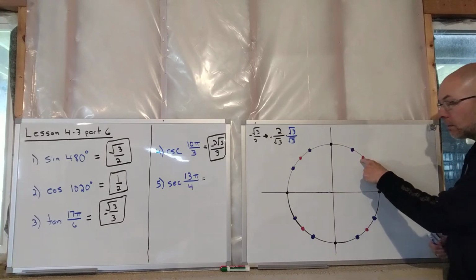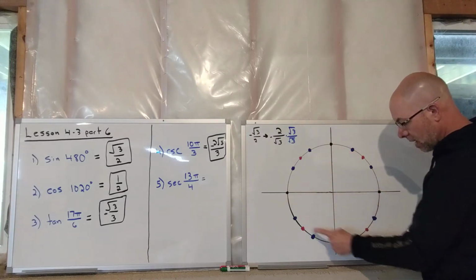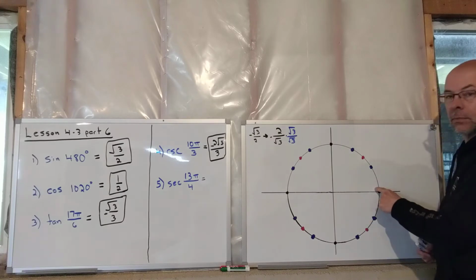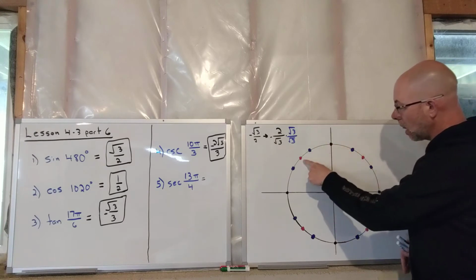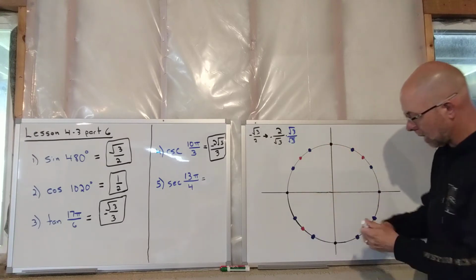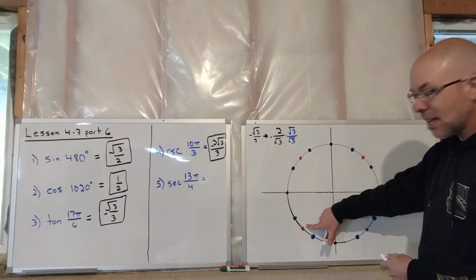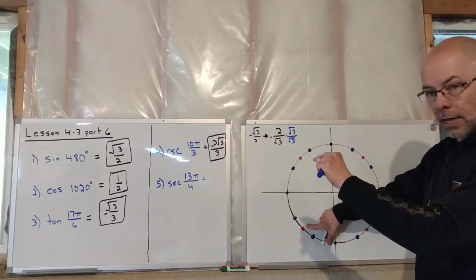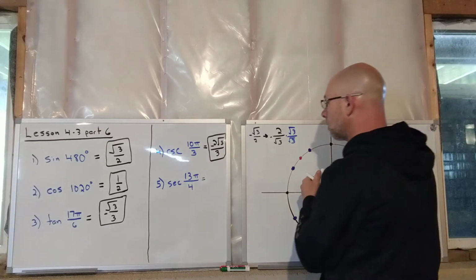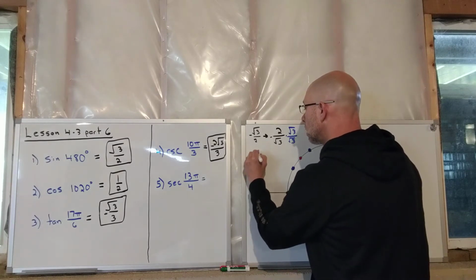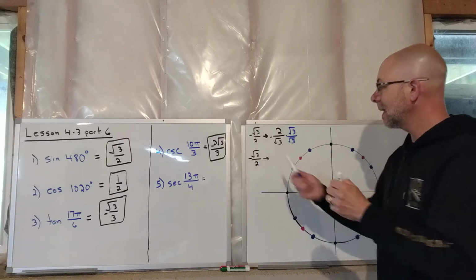So starting here, here's 1/4, 2, 3, 4, 5, 6, 7, 8. 8 is once around. Keep going. 9, 10, 11, 12, 13. Right here. This x-coordinate, again, this is related to cosine. The x-coordinate is negative square root of 2 over 2. I'm going to write that down right here. Negative square root of 2 over 2 is the cosine.